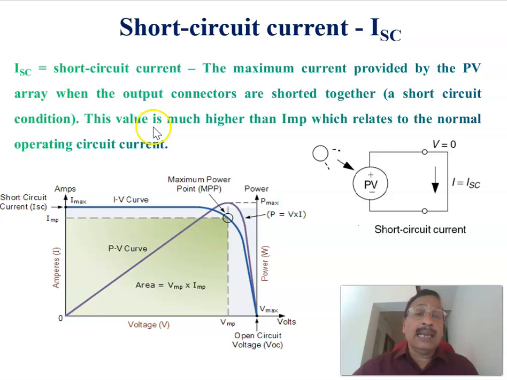This value is much higher than the current corresponding to the maximum power, which relates to the normal operating circuit. Therefore, the current corresponding to the maximum power is called IMP. And the short circuit current means, when this is shorted, what is the maximum current that it can supply? That is called the short circuit current. Therefore, this is the short circuit current, and this is the current corresponding to the maximum power output.